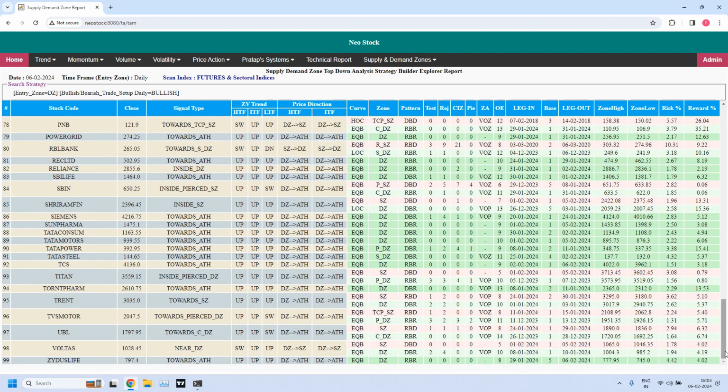So total 99 stocks are filtered. This is a very big list. So that is the reason why we will add additional filters to find the right zones, demand zones for our trading purpose. We've been using some filters in the previous reports also. Same thing. The first filter is that mostly you want fresh zones.